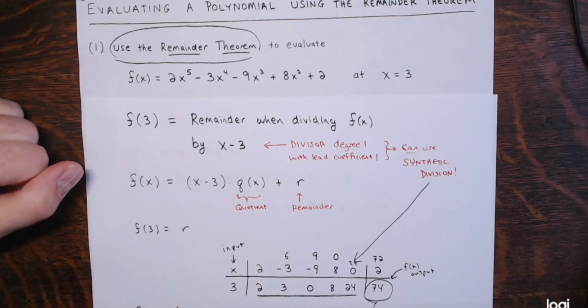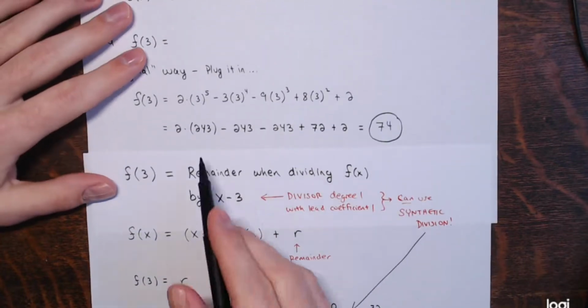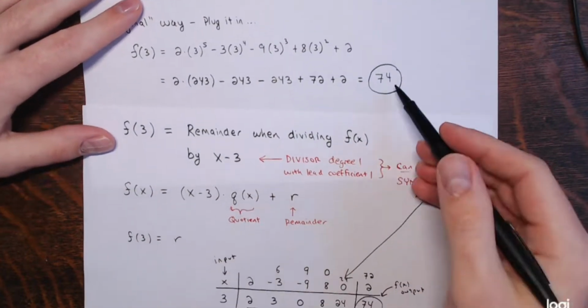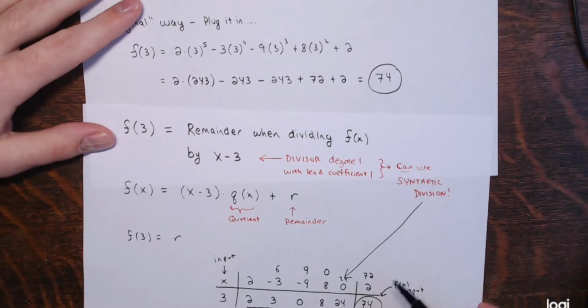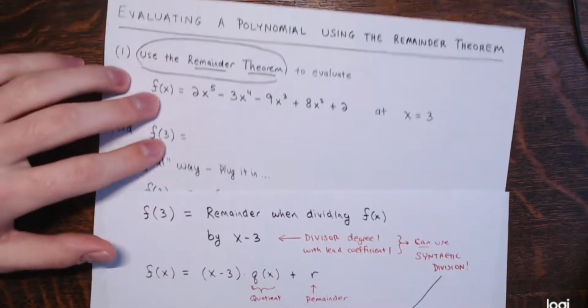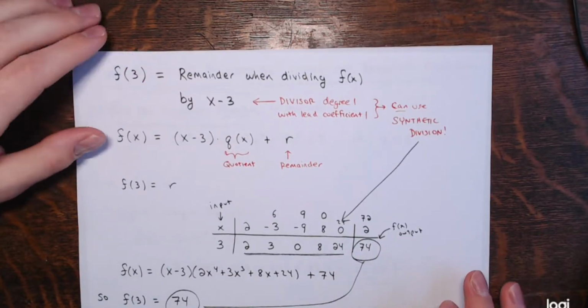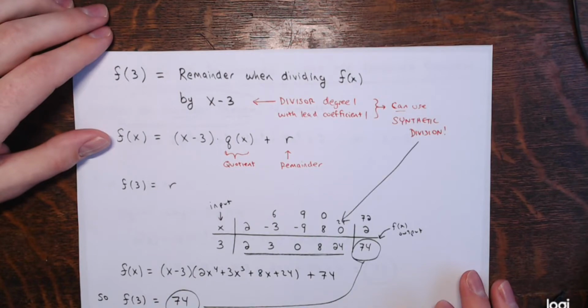Okay. And again, if you want to check it, just plug it in and see what you get. You should get the same number. See how I got 74 in both cases. So, if you're getting the same thing twice, chances are you probably did it right. Or you made the same mistake twice. But there's a good chance you probably didn't do that. Right? Yeah, so that's all we're doing.